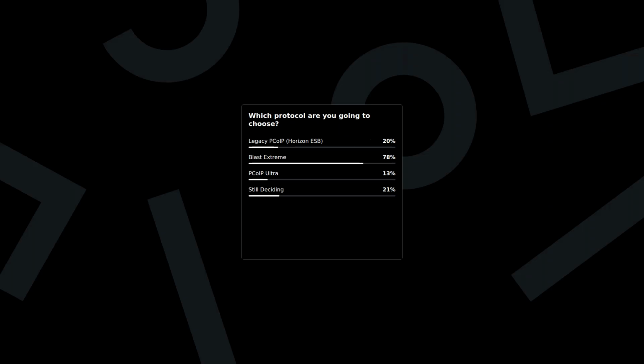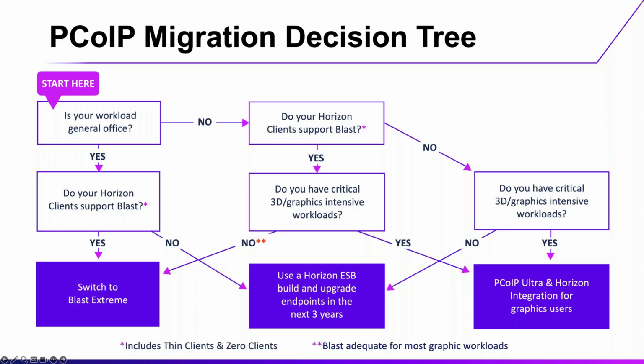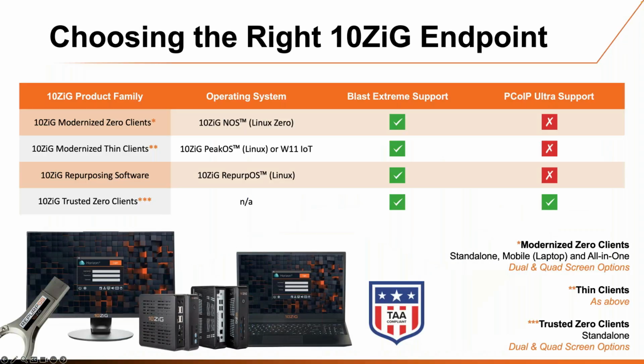It looks like 20% are going to stick with legacy PC over IP for now and go down the Horizon ESB path. We've got 78% with Blast Extreme, 13% on PC over IP Ultra, and 21% still deciding. Really good stats there, and interesting that there's a very similar even keel between options 1, 3, and 4, and Blast Extreme stomping away with 78%. Great results, and we'll now start towards closing off the webinar.